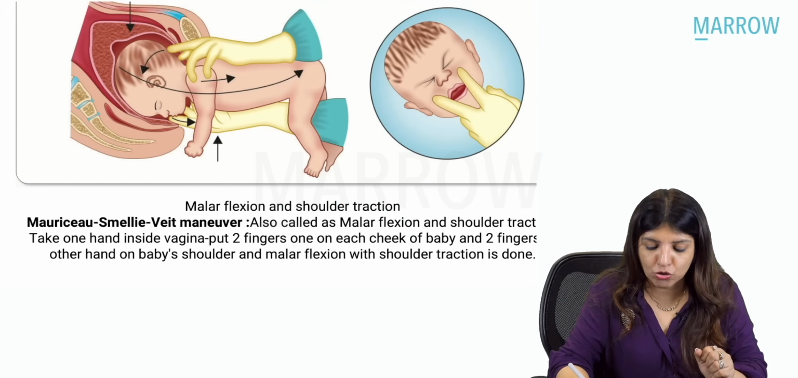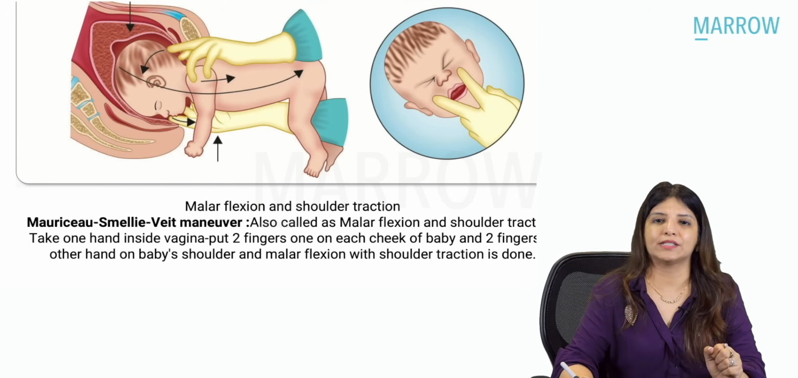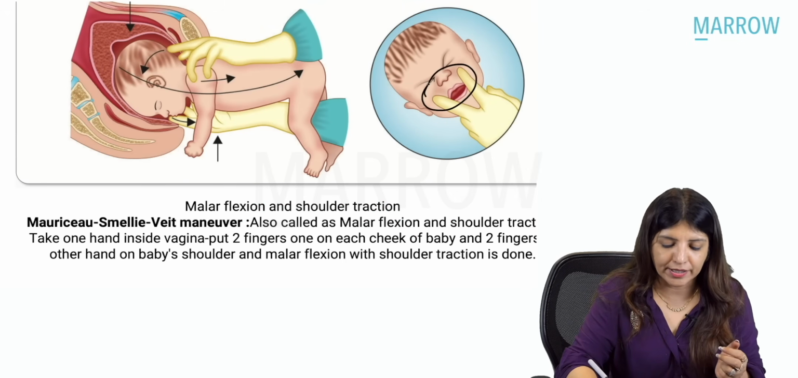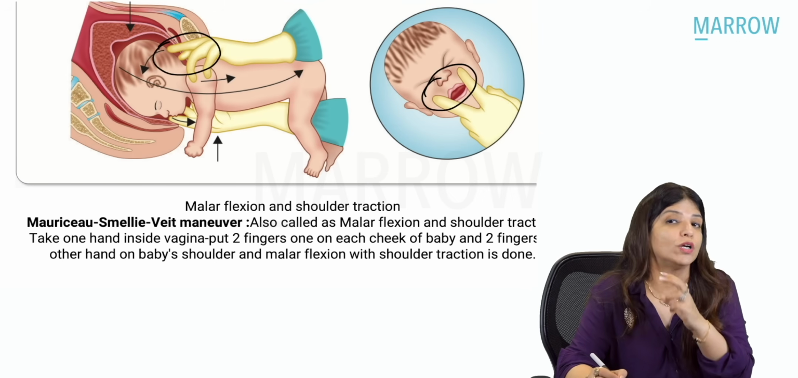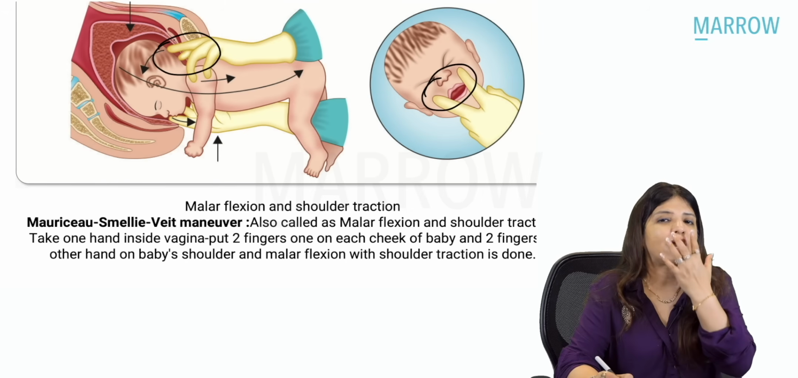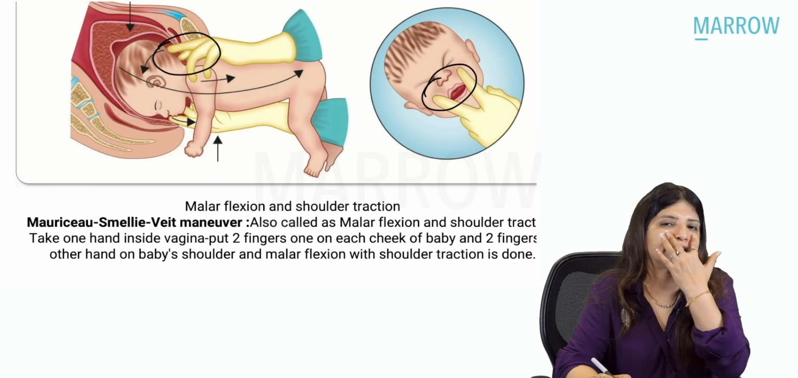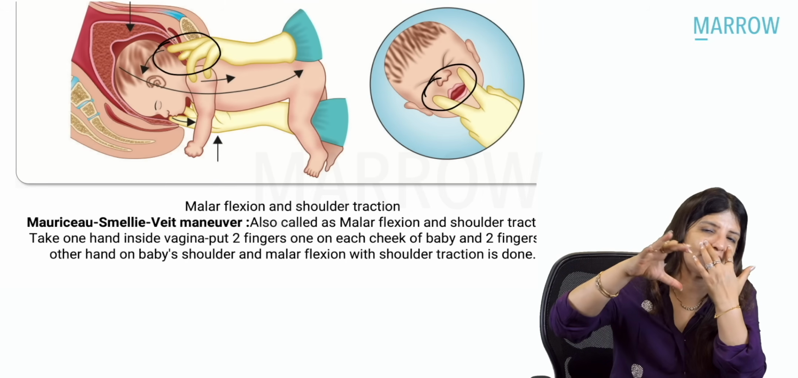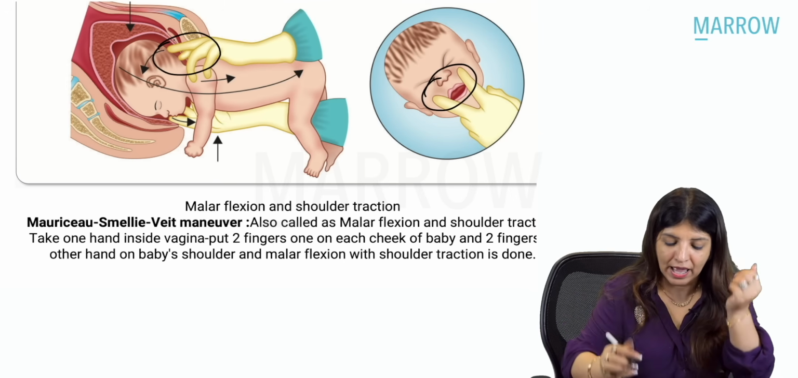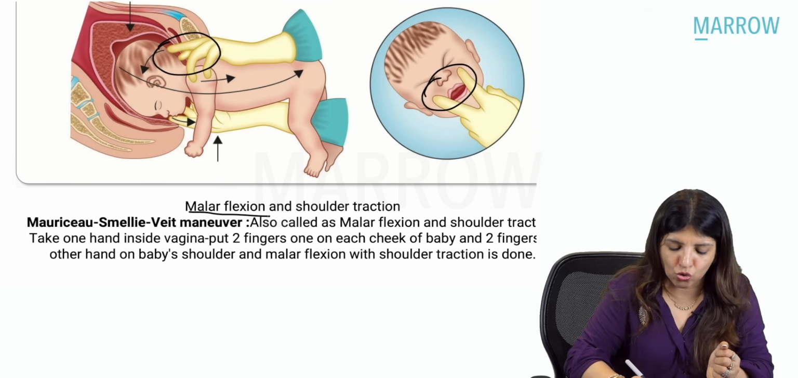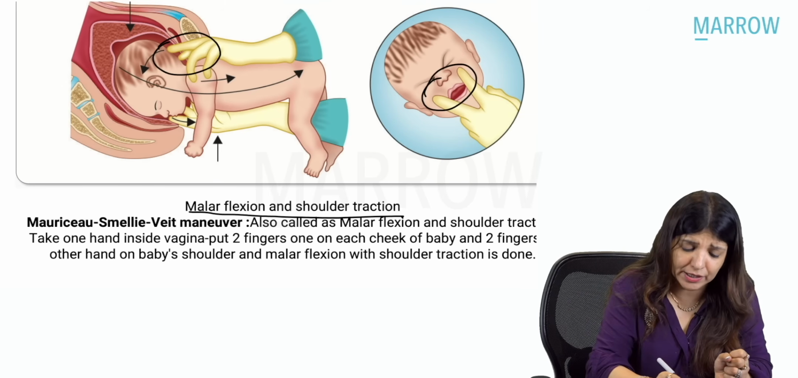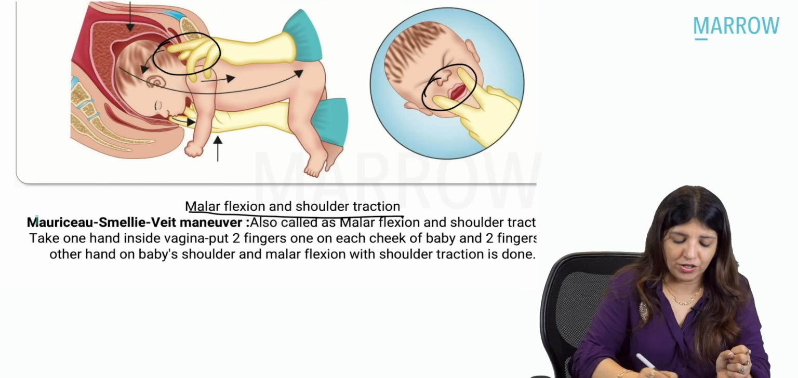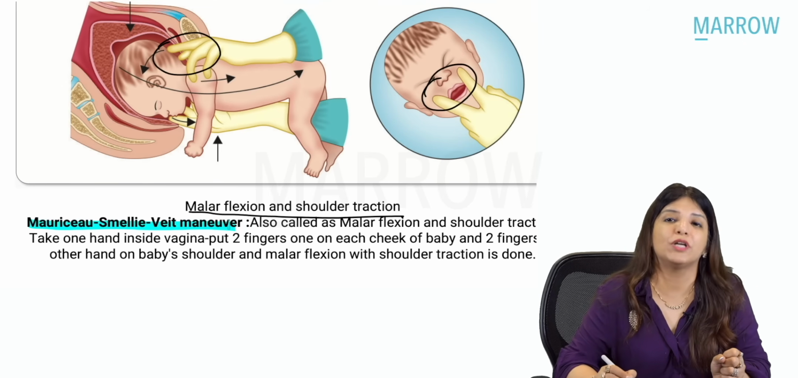Now, in this image, what you are seeing? In this image, you are seeing that two fingers are kept on the cheek of the baby and the other hand is kept on the shoulder of the baby. So, the left hand fingers are taken inside and they are kept on the cheek of the baby. Right hand fingers are on the shoulder of the baby and we are delivering the head. This is called malar flexion shoulder traction. Another name for malar flexion shoulder traction is Mauriceau-Smellie-Veit maneuver.